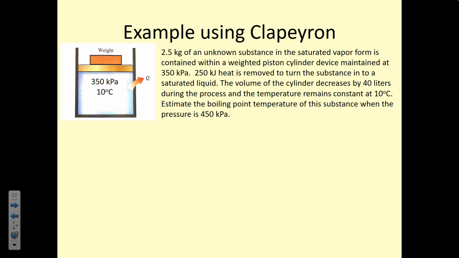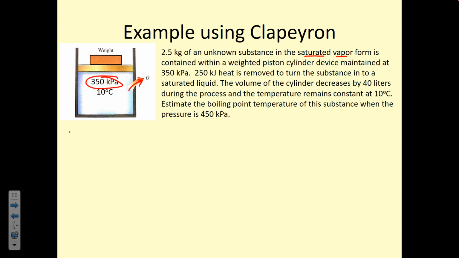So let's do another one where we have an unknown substance in a piston cylinder device, and we're going to try to figure out its boiling point temperature. So it's 2.5 kilograms of an unknown substance in the saturated vapor region. And we have it in a weighted piston cylinder device just so that we can maintain the pressure at 350 kilopascals. We know that we're removing 250 kilojoules of heat to go from a saturated vapor to a saturated liquid.